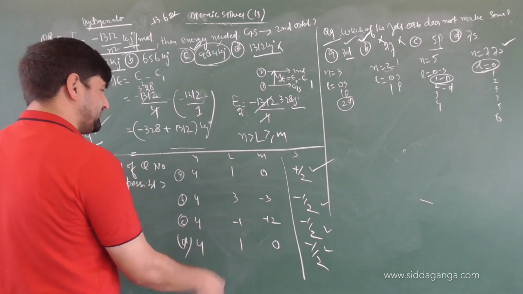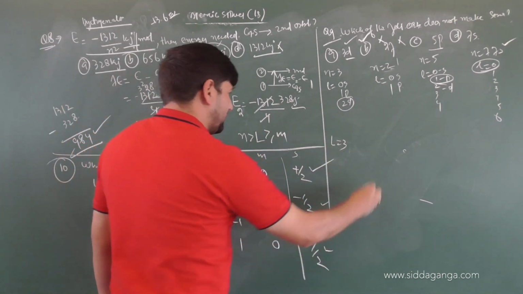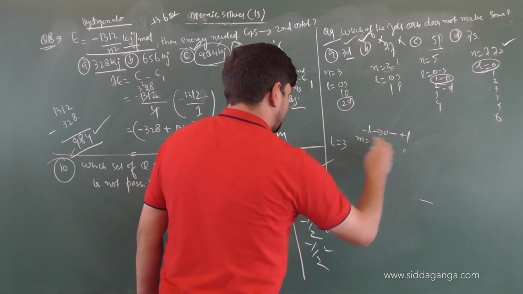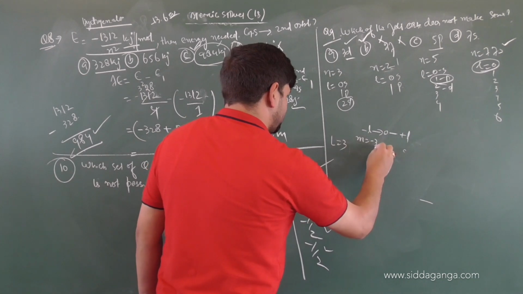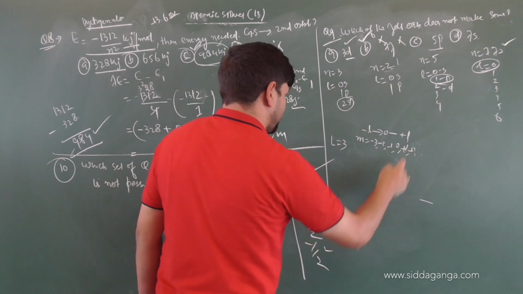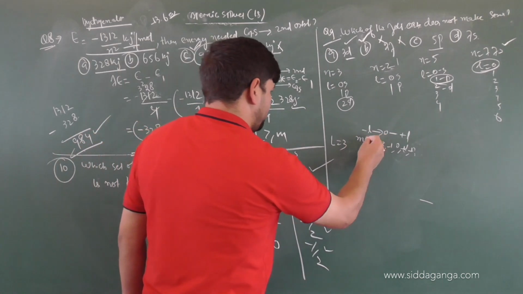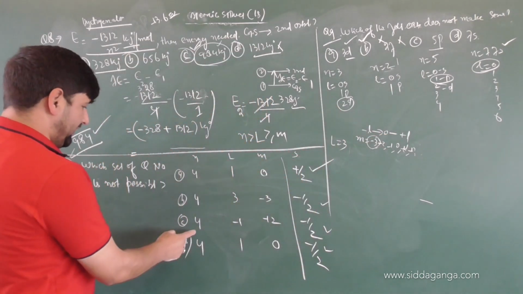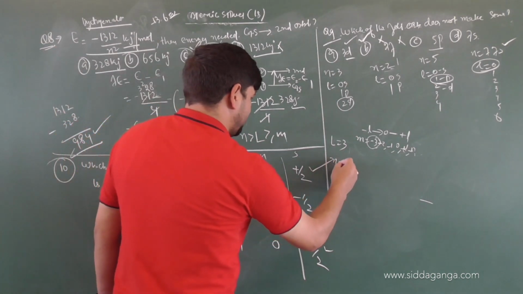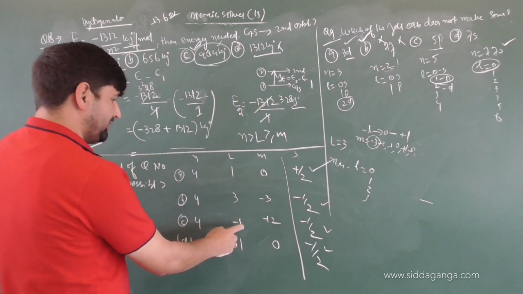Possible or not? Oh yes, because when l is 3, look here, what are the possible values of m? Minus l through 0 to plus l. L is 3, it will be minus 3, minus 2, minus 1, 0, plus 1, plus 2, plus 3. So minus 3 is possible, definitely. n 4, can l be minus 1? Obviously not, because when n is 4, l will be 0, 1, 2, 3. So the minus 1 possibility does not exist.